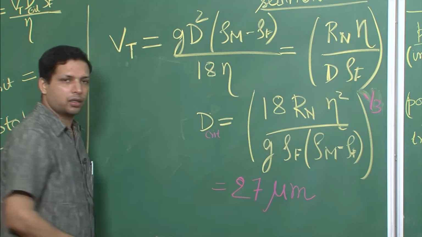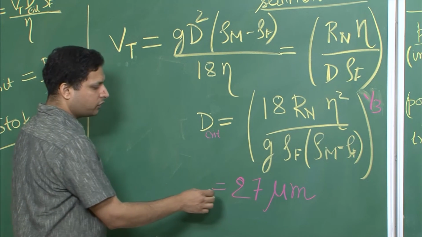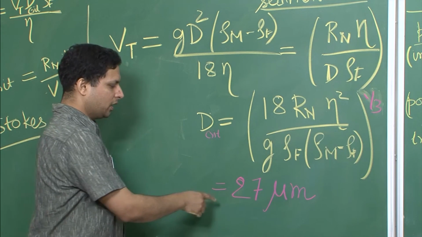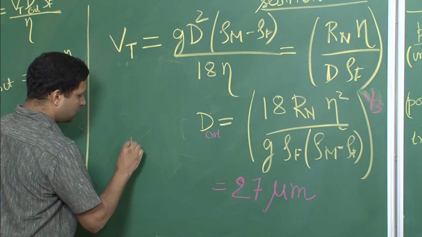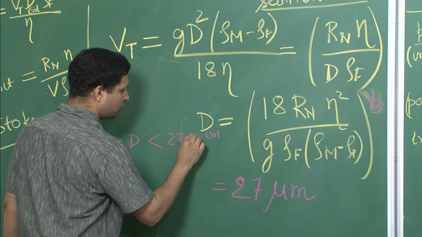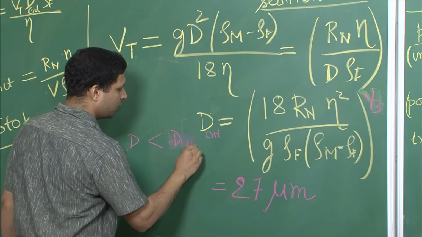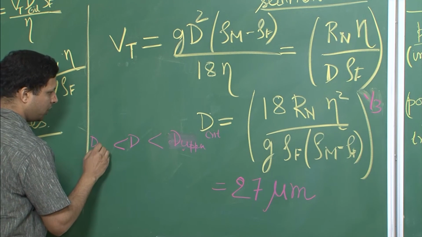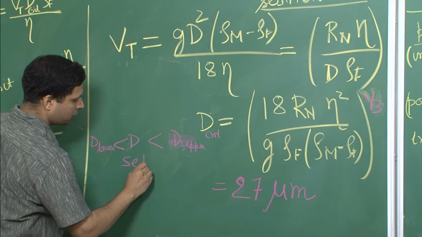So, you cannot characterize particles which have values larger than 27 micrometer. And not only that, you remember from our earlier discussion on sedimentation that there is a lower limit, and so D should be less than some D upper limit, and it should be greater than some D lower limit for sedimentation.